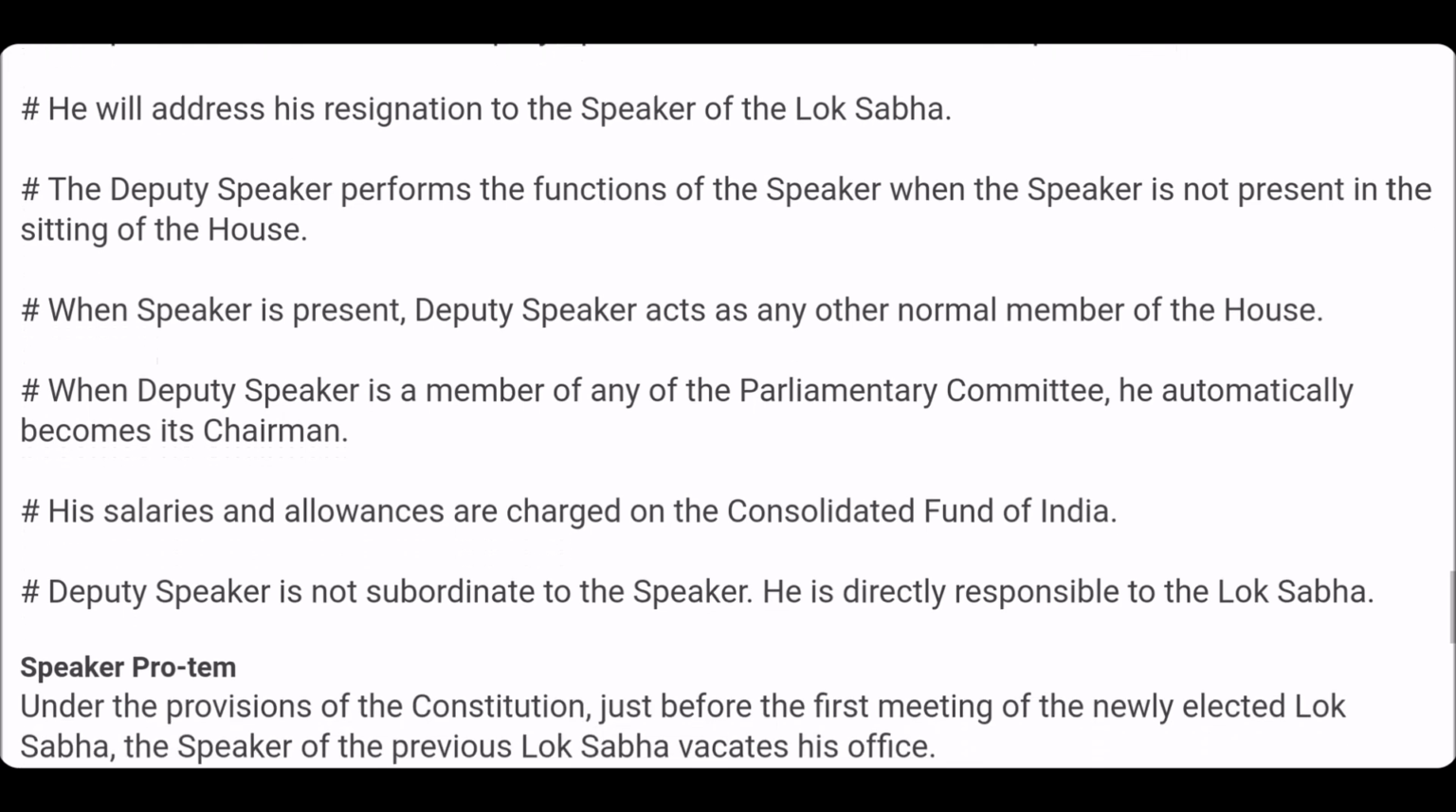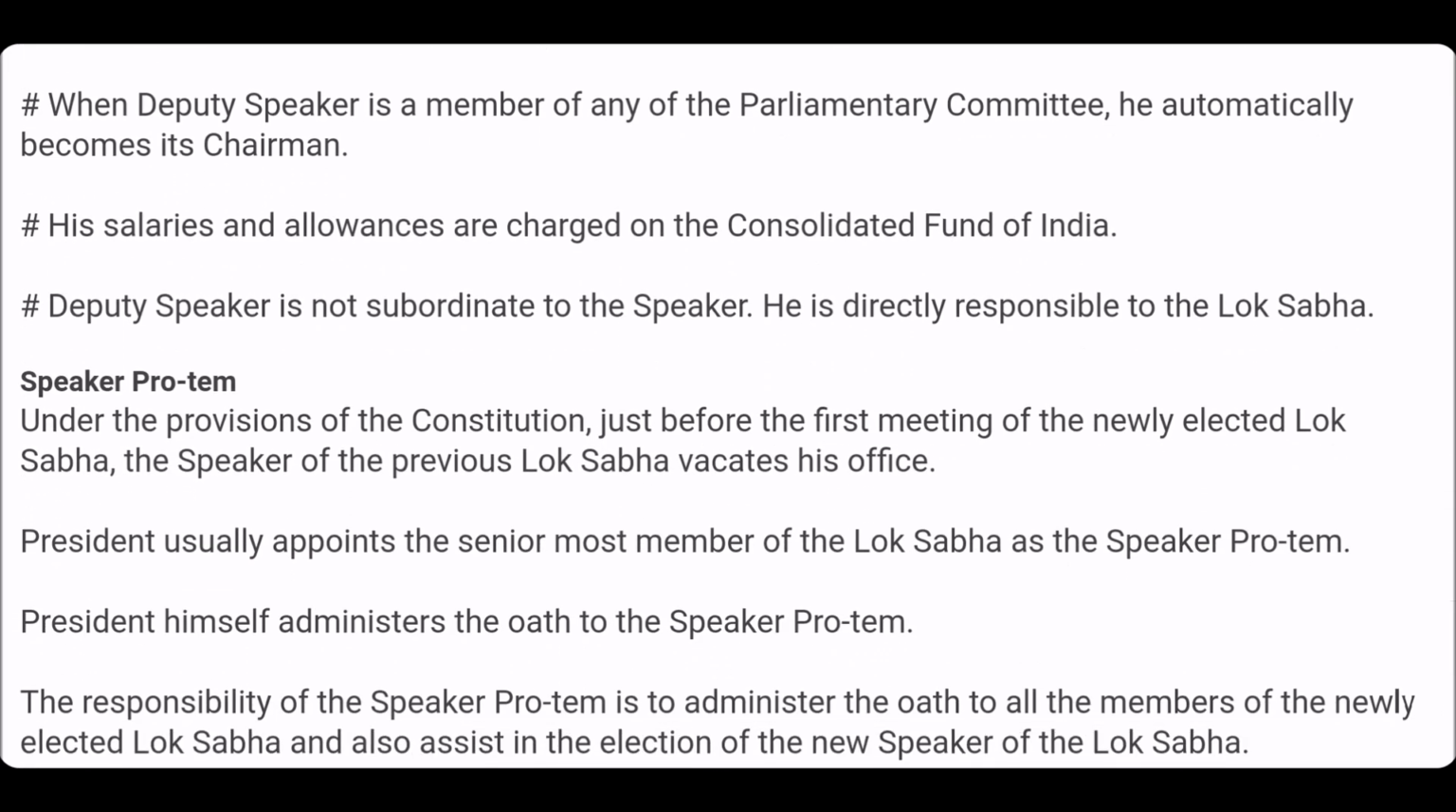One special privilege that the Deputy Speaker has is that if he is a member of any parliamentary committee, he automatically becomes the chairman of that committee. The salaries and allowances of the Deputy Speaker are charged on the Consolidated Fund of India, which means they cannot be reduced to his disadvantage. And the Deputy Speaker is not subordinate to the Speaker. He is not directly responsible to the Speaker, he is directly responsible to the Lok Sabha. So these are the important points about the Deputy Speaker, friends.